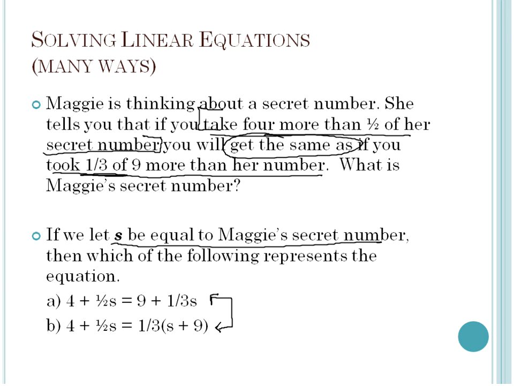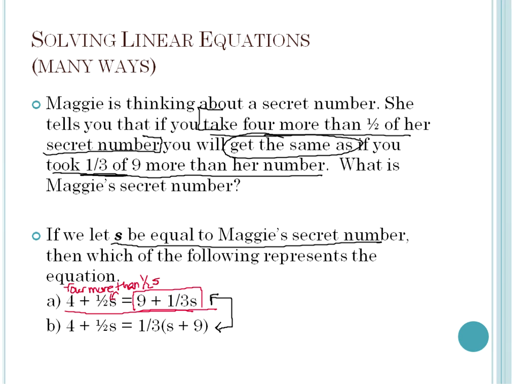All right, got a lot of people typing. Excellent, excellent. So most of us are saying it's B, so let's look at it, and before we get to B, let's look at A first. And so sometimes I just literally try to translate the equation. So I see that I have 4 more than half of Maggie's secret number. Right, so I have that piece. But this piece right here is telling me that I have 9 more than 1/3 of Maggie's number.